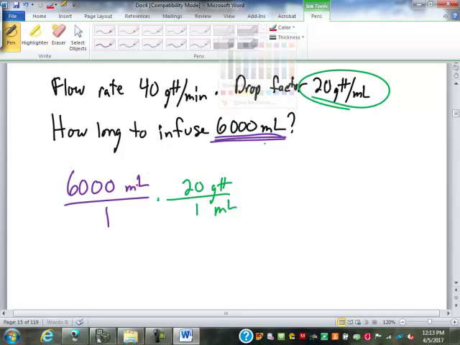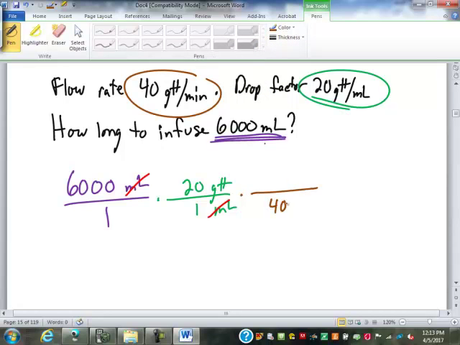Drops per 1 milliliter. So milliliters are gone. We're now in drops. Well, we want to get rid of drops. So we've got drops per minute here. 40 drops would go on bottom per 1 minute. And we see that the drops have now canceled out and we're left with minutes. So this is going to give us our time in minutes.